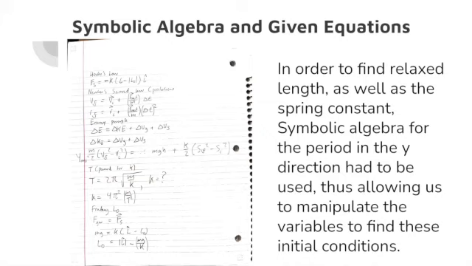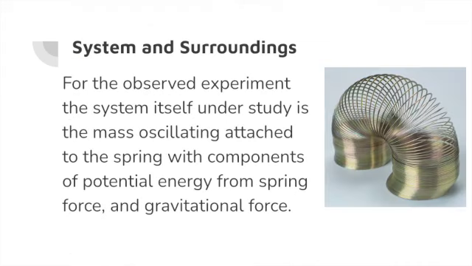Symbolic algebra and given equations. In order to find relaxed length as well as the spring constant, symbolic algebra for the period in the y direction had to be used, thus allowing us to manipulate the variables to find these initial conditions. The period was found from Tracker, and then putting that into the equation for period using the spring constant K as well as M, you could find that spring constant K, and then using that you could plug that into the spring force equation to then find that relaxed length, which is how we got these initial conditions in the first place.